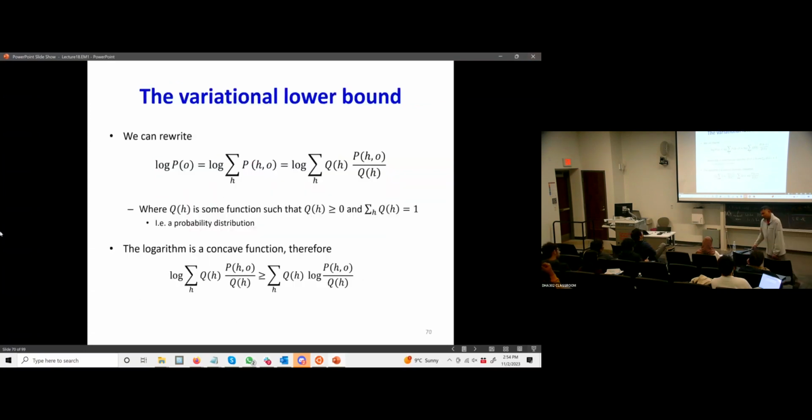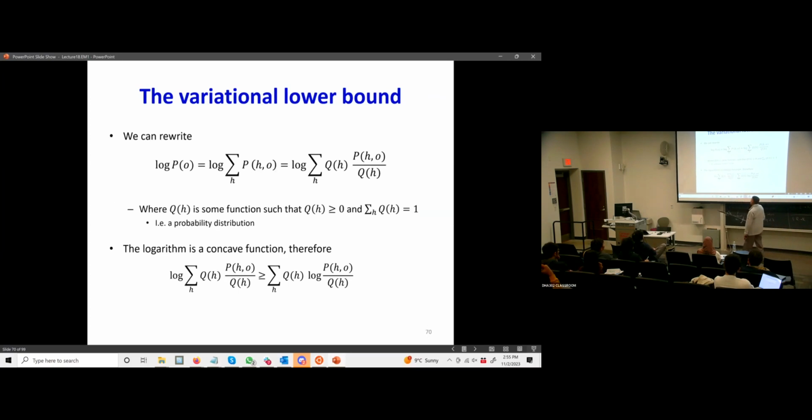So here's what I can do. We have log of summation over H, P of H, comma O. This could be an integral. I'm just going to use the summation. So I can multiply and divide by some function of H, Q of H. Q of H has the property that it's always non-negative, and it sums to 1 over H. Basically, Q of H is also a probability distribution. So if I write it this way, is this term different from this one?